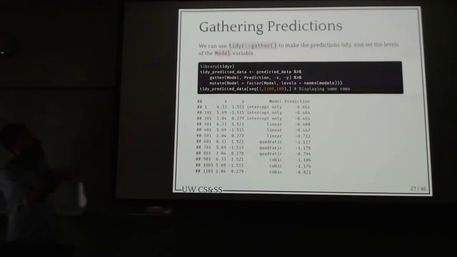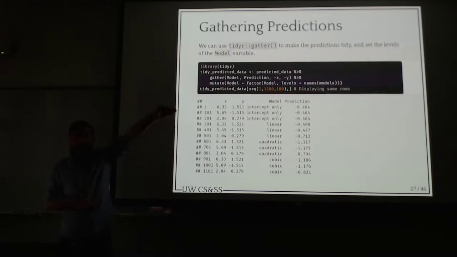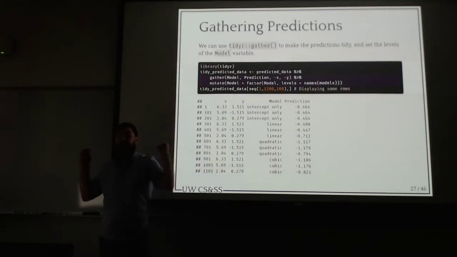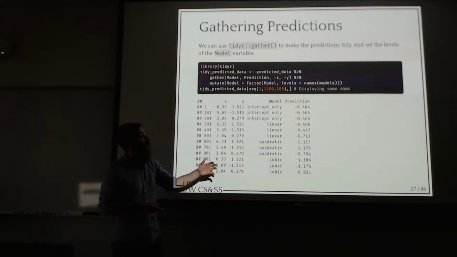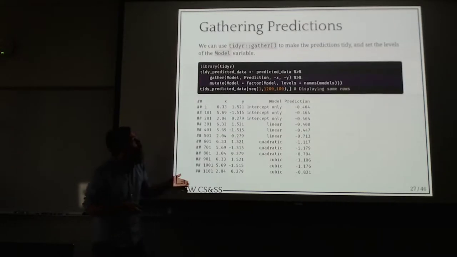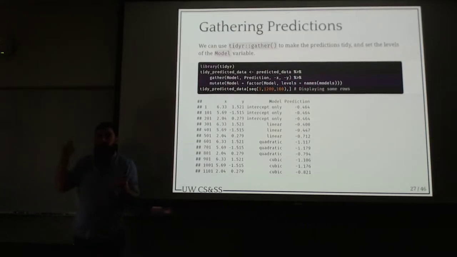So I say here, let's load up the tidier library. We're going to say tidy predicted data is equal to predicted data, that data frame before. I'm going to gather and create a new column called model, a second column called prediction, and I'm going to gather every column in the data set other than x and y. This is like select syntax. You can use a minus and say don't do this, but gather everything else. It'd be exactly the same for me to say gather intercept only, linear, quadratic, and cubic. Okay. Then I want to mutate the variable model, make it into a factor with its levels equal names models. This is my way of reordering it so the model comes in the same order as the vector of names of models we ran before.